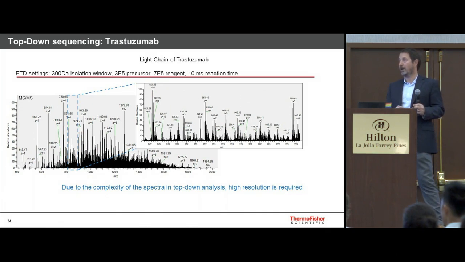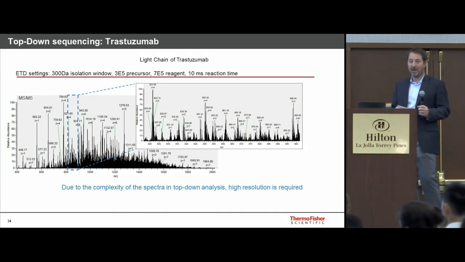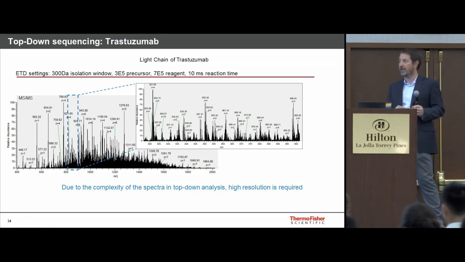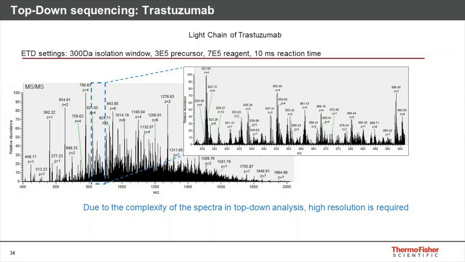So now, when I do the acquisition of this data, my file name got crazy because I need to record all of those. So in that case, it was the light chain of Trastuzumab. It was a 300 Dalton isolation window. The precursor was at 3E5. The reagent was at 7E5. And the reaction time was 10 milliseconds.